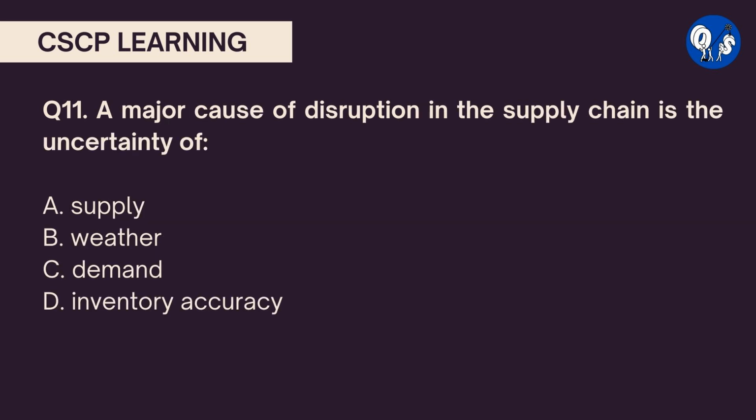Question number 11. A major cause of disruption in the supply chain is the uncertainty of A. Supply, B. Weather, C. Demand, D. Inventory accuracy. The correct answer is C. The uncertainty of customer demand more than any other factor causes significant disruption in the supply chain. It causes larger inventories, inefficient plant operations, shortages in products, higher costs, raw materials shortages, and inefficient staffing. If customer demand was known, many problems would disappear.